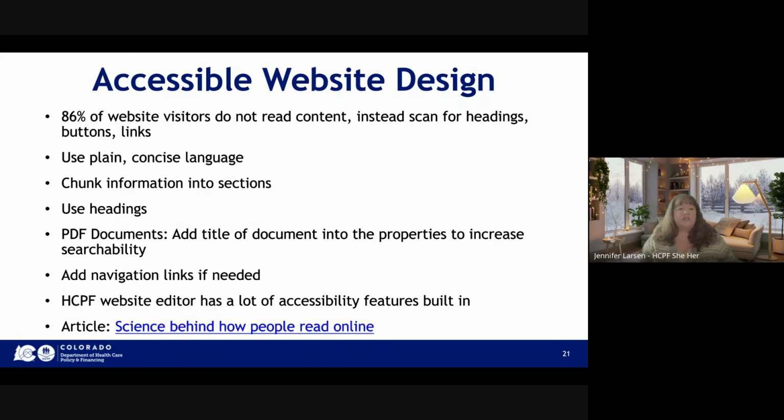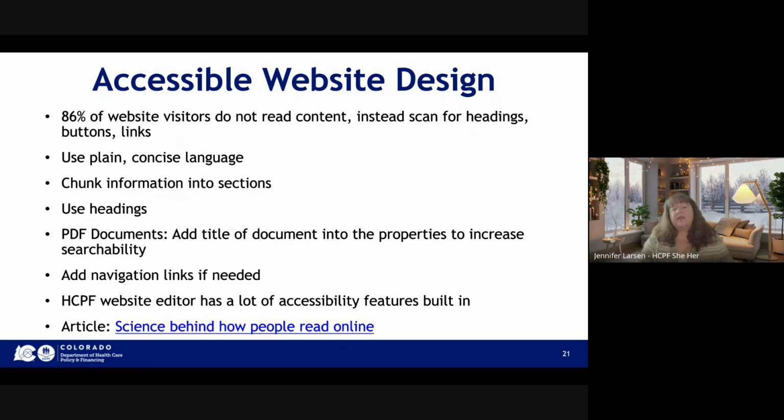So keep information that you're putting out there in plain, concise language. You can chunk information into sections if you do really need to put something out there that is longer. Make sure that's in a section or maybe in a different place that people can open it and look at it. We do have heading settings in our Drupal editor that allow us to set different levels of headings. With PDF documents, it's helpful to add the title of the document into the properties. That increases searchability with Google and other browsers to be able to find that document easier. You can add navigation links to your page. If it's a really long page and you want to jump people down to those different sections, our web editors can add buttons and links at the top of the page to help people navigate.